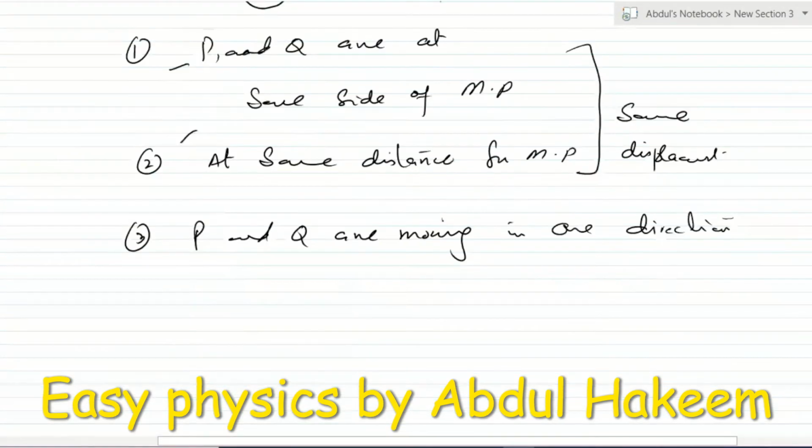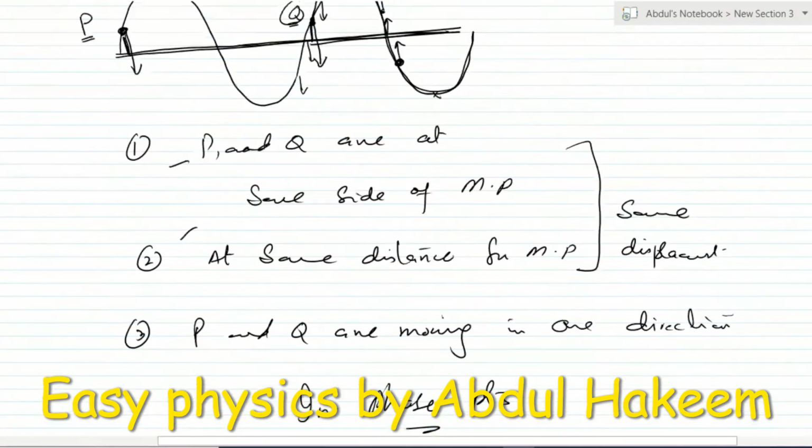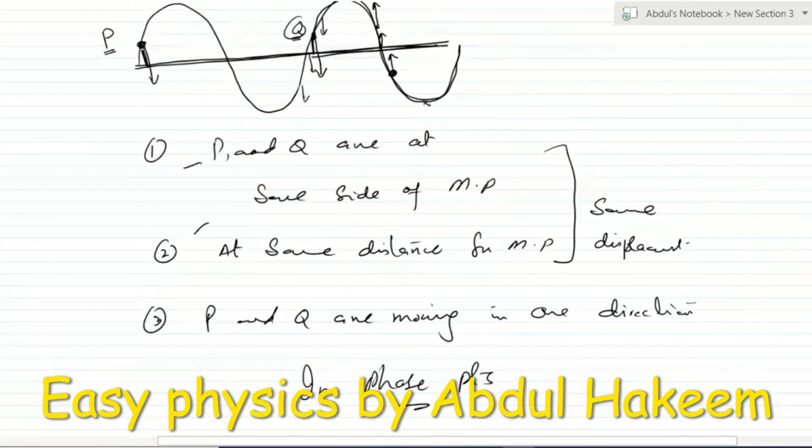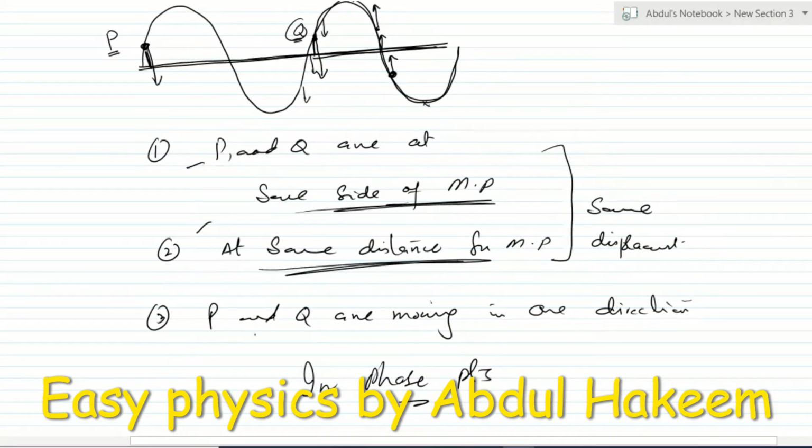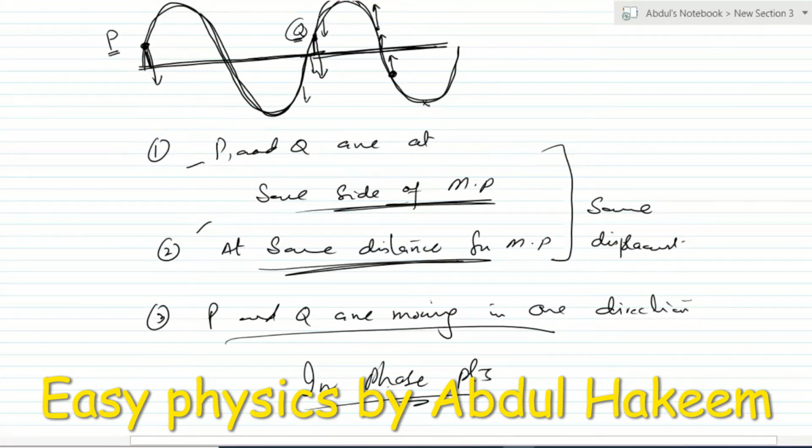So these points are called in phase points. P and Q are in phase because they have three similarities. P and Q are on the same side of the mean position, at the same distance from the mean position, and moving in the same direction. They are in phase points, but the difference is both are part of different waves. This is the first wave and this is the second wave.